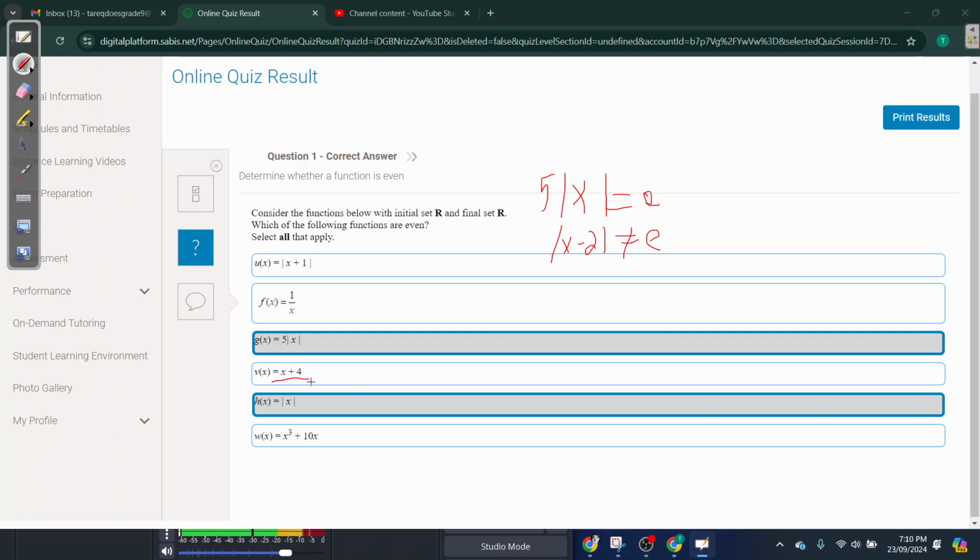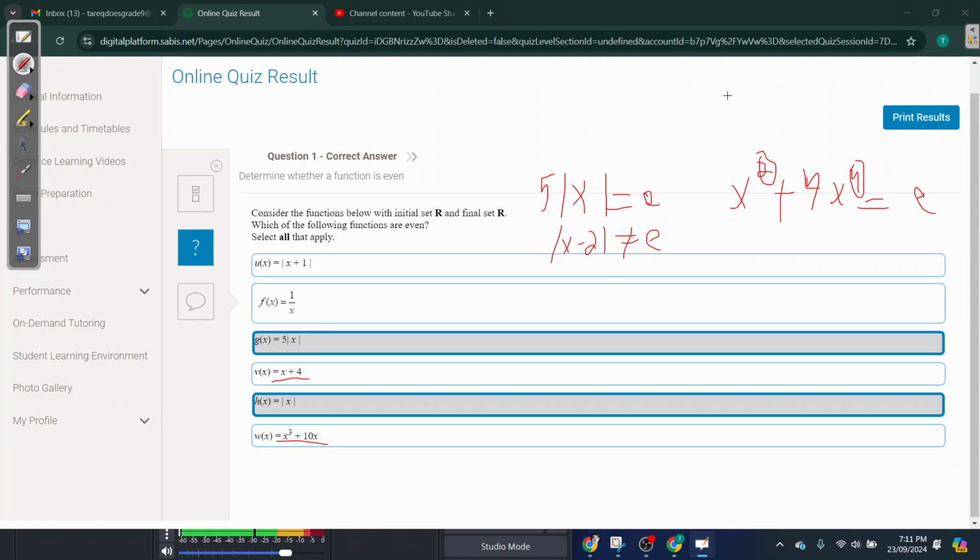For example, this is a polynomial. This is a polynomial. Like first, if you have x squared plus 4x to the power of 4, check the degrees. If they're both even, then it's an even function. Okay.